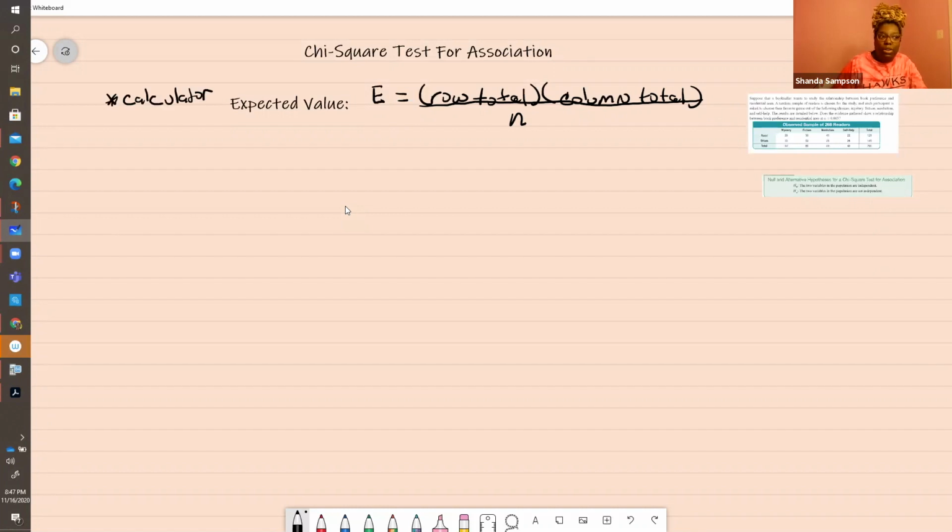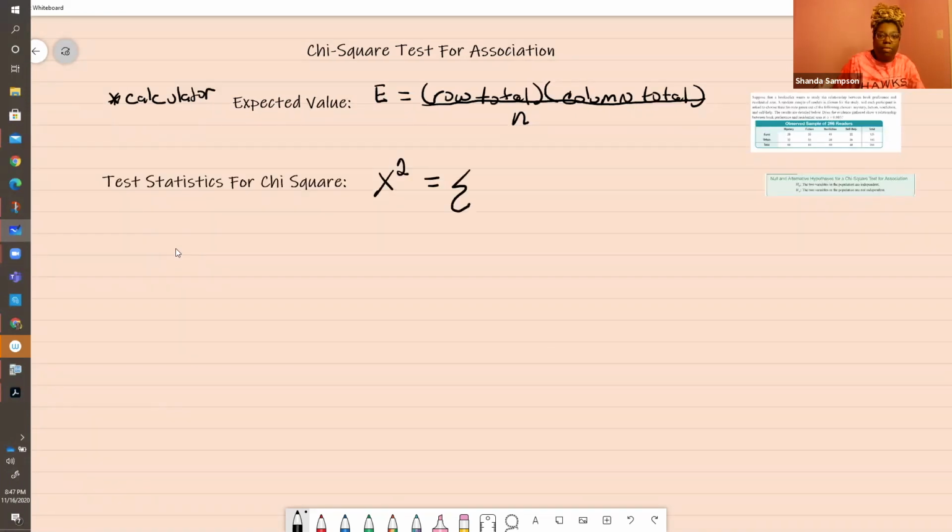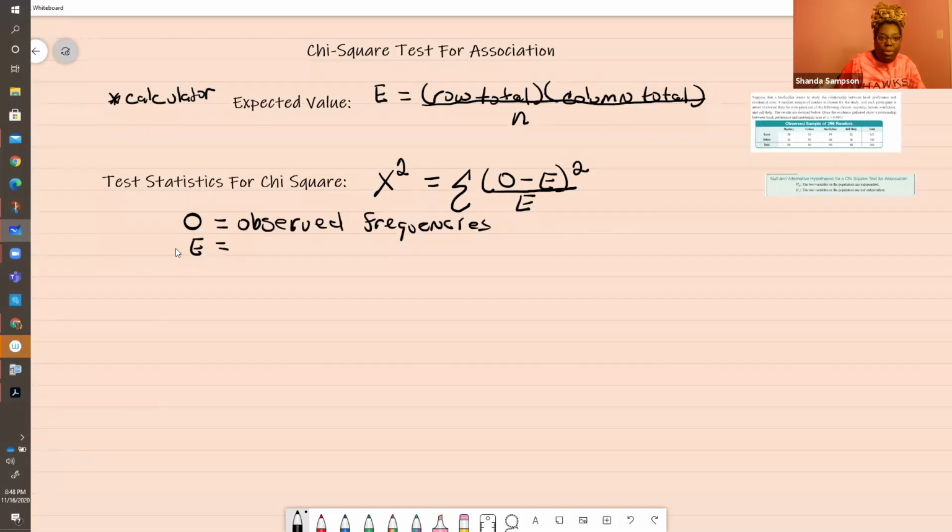The next thing we want is the test statistic for chi-square. That's going to be chi-square is the sum of (O minus E) squared all over E, where O are the observed frequencies and E is what you would expect, the expected frequency. Again, some of you may be doing this by hand because you're not allowed to use the calculator, but in here, we will use the calculator to find this.